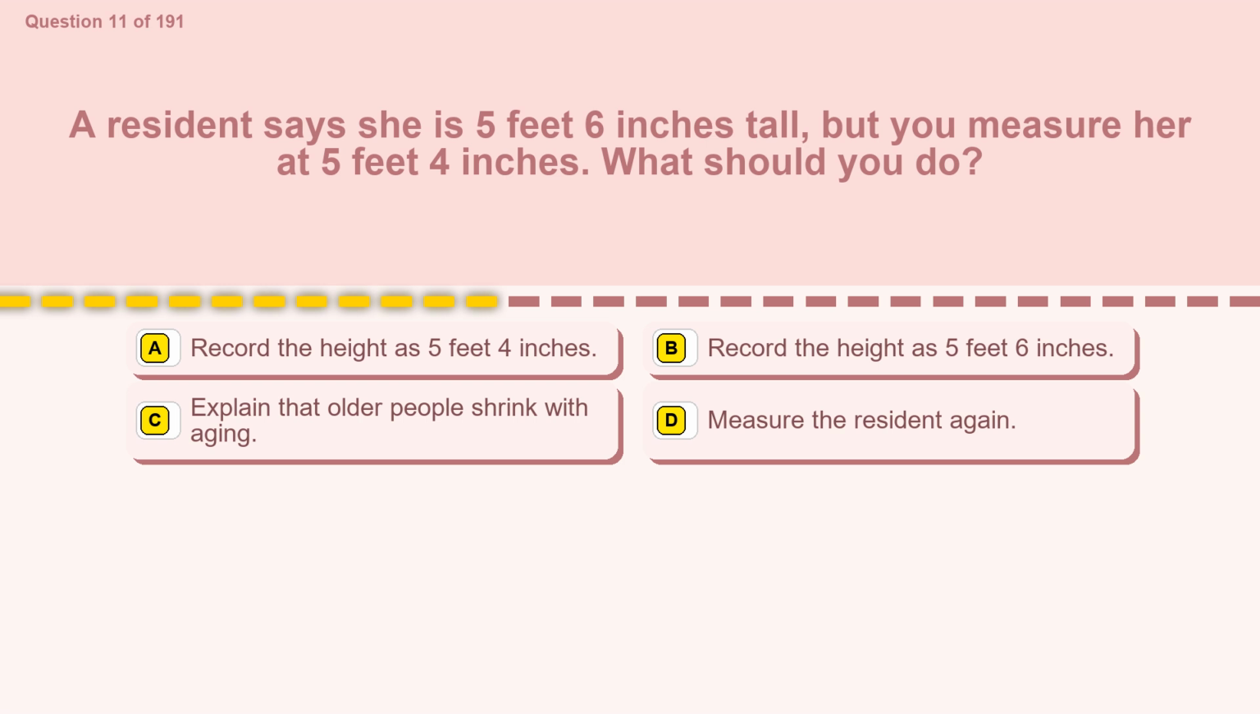Option A, record the height as 5 feet 4 inches. Option B, record the height as 5 feet 6 inches. Option C, explain that older people shrink with aging. Option D, measure the resident again.